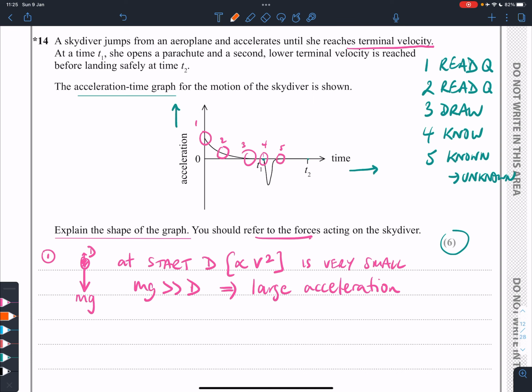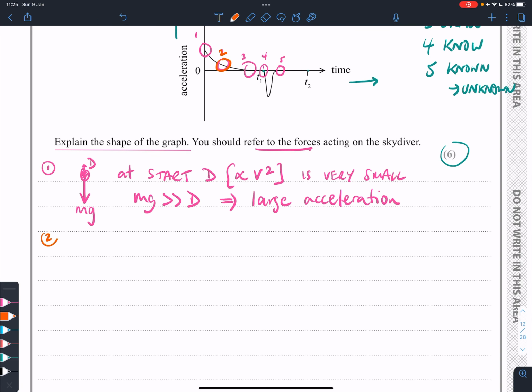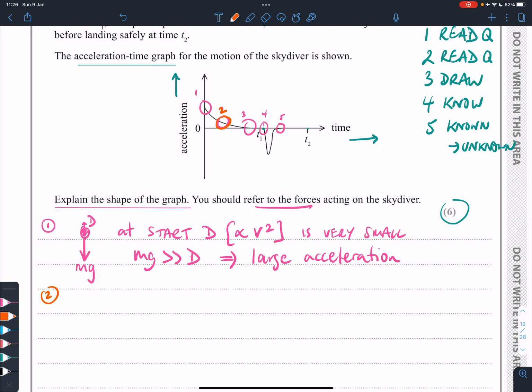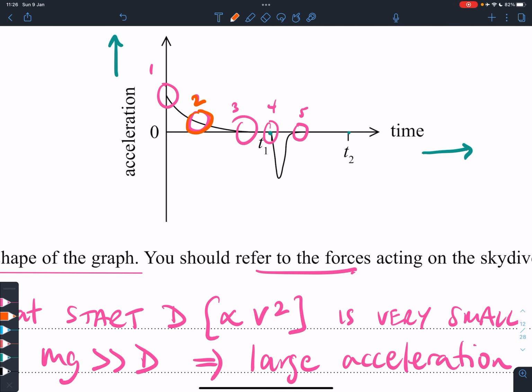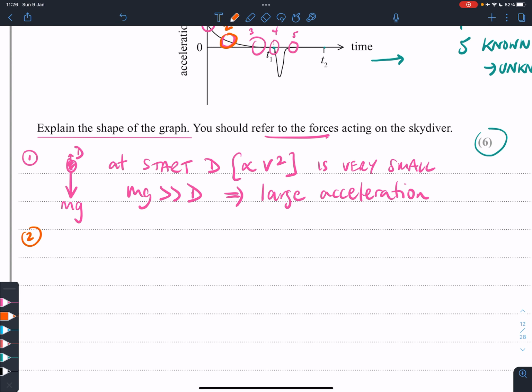Two, changing colour. Why not? You can do that digitally. How much space have we got? Plenty of space. 2. What's happening here is that the gradient of this acceleration time graph, you can see that the slope of the graph is getting less. So that means the acceleration is decreasing. And the acceleration overall is decreasing because the drag is increasing. mg is always the same. Drag is increasing.